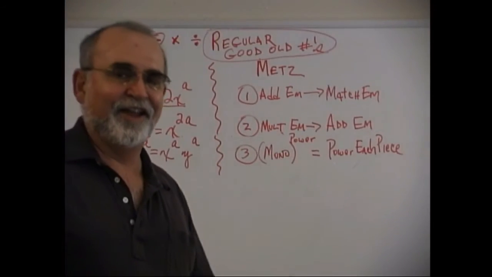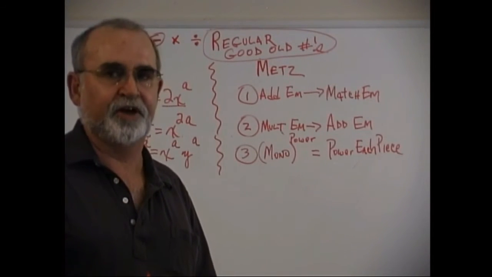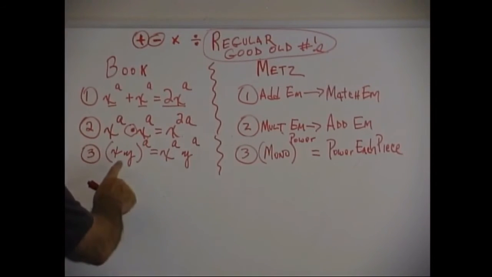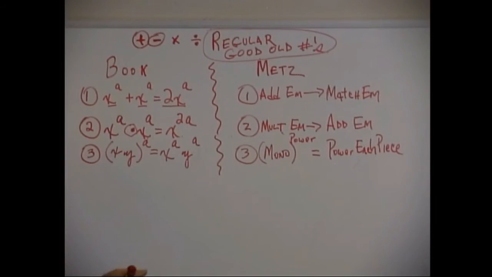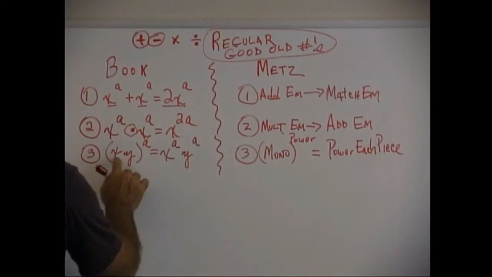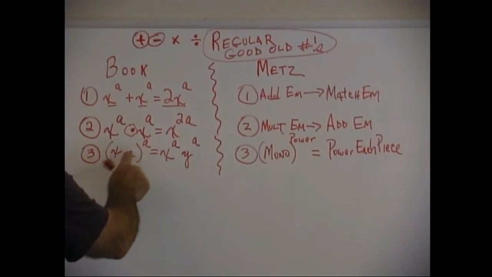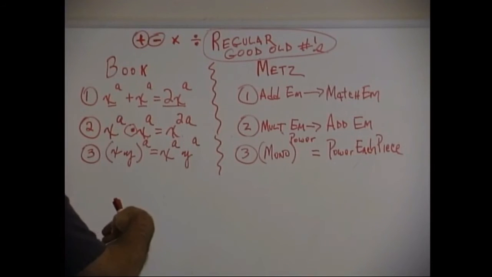Maybe, I guess I got to give credit where credit's due. I think the book's explanation may be better than mine in this case because it's hard to put into words. It says, xy to the a is x to the a, y to the a. Now, what does that mean? It means that if you have a monomial, xy, a multiplication piece, and you're raising the monomial to a power, how do you do it? You got to raise each part.